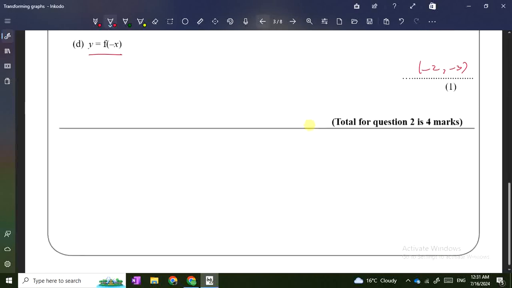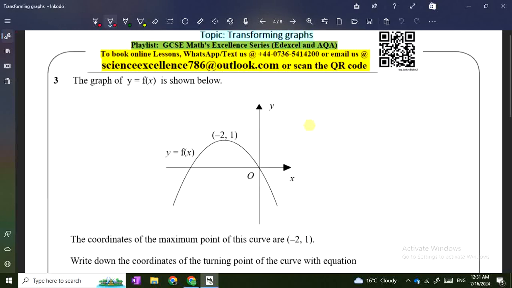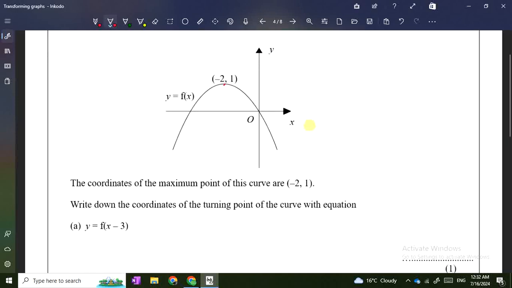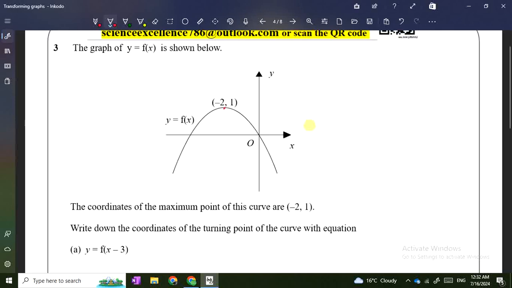Okay, so we have to move now to question number 3. The graph of y equals f of x is shown below, and again we have a turning point which is minus 2 and 1. So the coordinates of the maximum point of this curve are minus 2 and 1. Again we need to write down the coordinates of the turning point of the curve with equation y equals f of x minus 3. So the new function is y equals f of x minus 3.